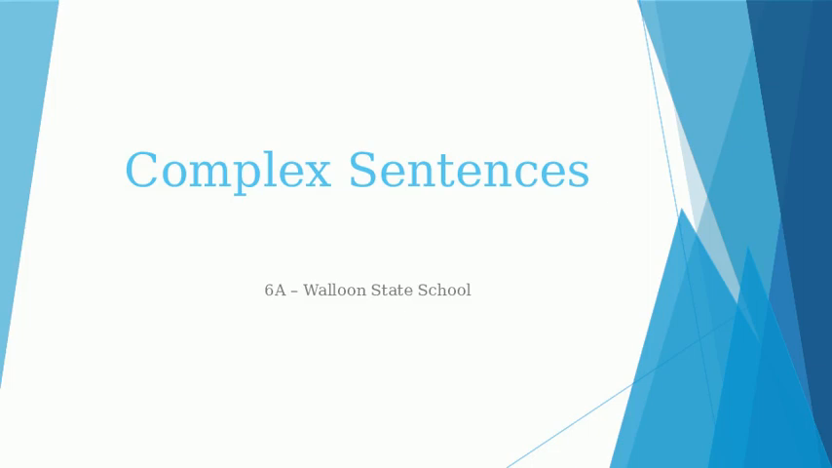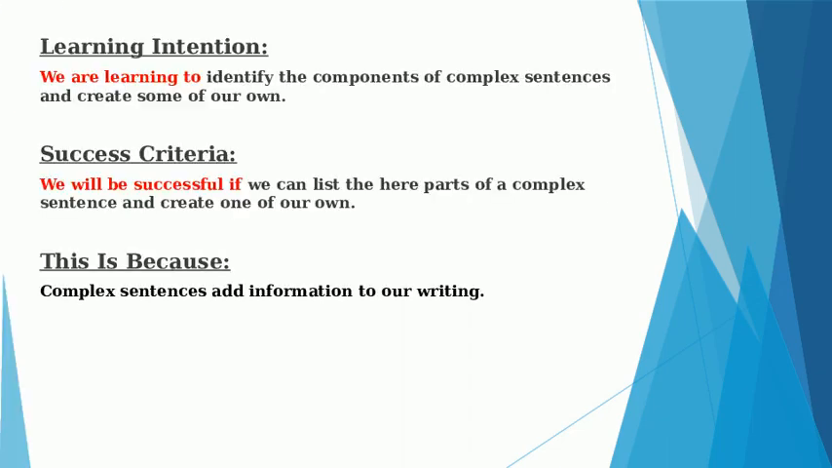What we're going to be doing is looking at some complex sentences. Some really cool stuff. So let's have a look at a bit of the breakdown of what we're after. Our learning intention today is we are learning to identify the components of complex sentences and create some of our own. Our success criteria: we will be successful if we can list three parts of a complex sentence and create one of our own. This is because complex sentences add information to our writing.